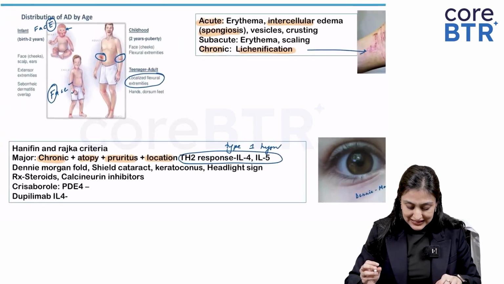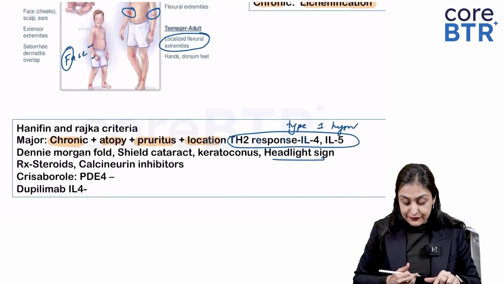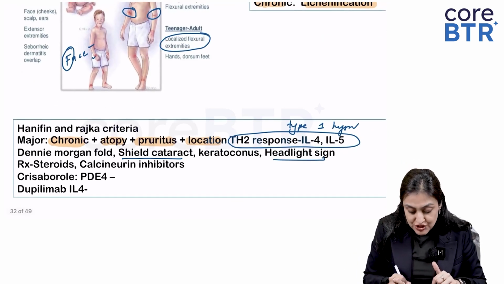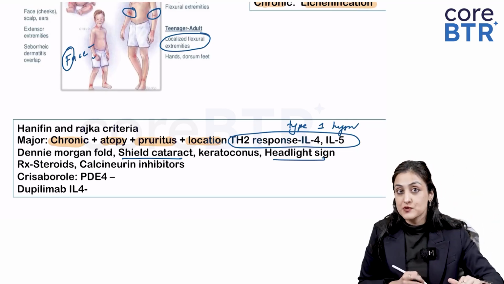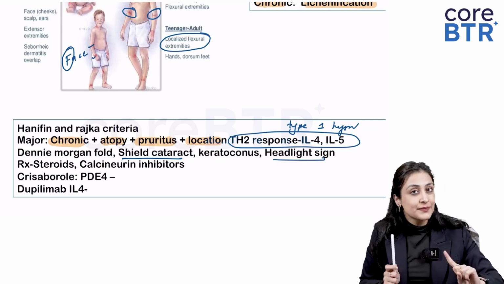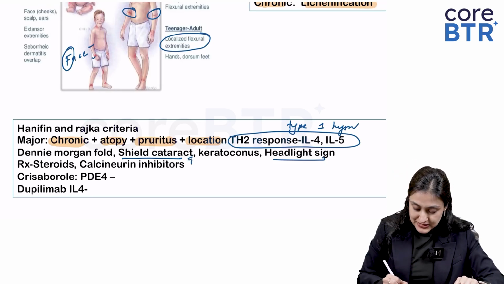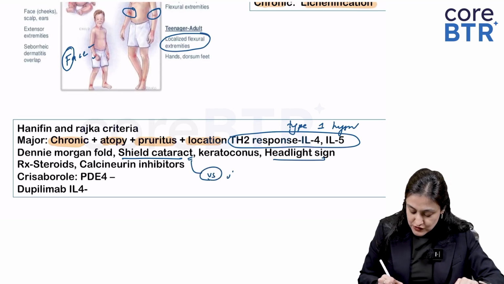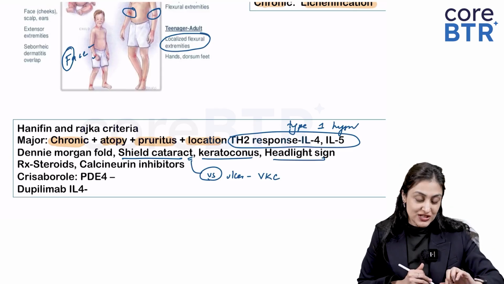There are a few more named appearances like headlight sign where there is pallor, right? Facial pallor. You may have shield cataract, which can be both anterior or posterior subcapsular cataract. Don't mix it with shield ulcer. That is vernal keratoconjunctivitis, right? So that's something that you mistake. So I'm just going to write it versus shield ulcer in VKC. You may also have keratoconus associated. So these are associations, pretty important.